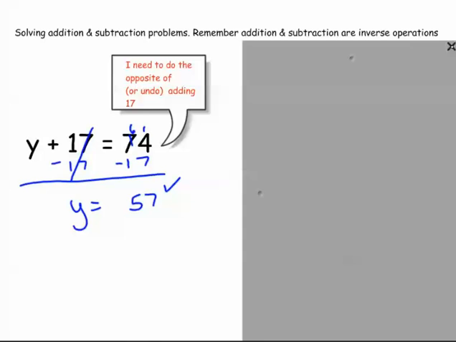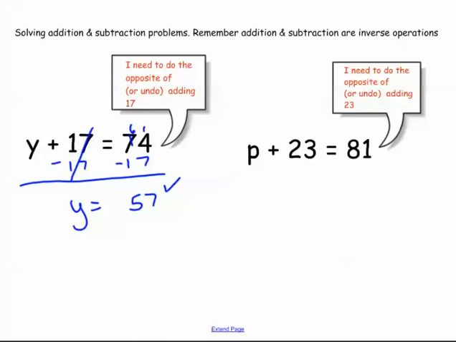All right, you have this one. Let's do this one together. So p plus 23 equals 81. The opposite of adding 23 would be to subtract 23. I want to see this on your paper. So adding 23 and subtracting 23, that just cancels out. So all I have left is p on this side. Make sure you're writing this down. I'll slow down.